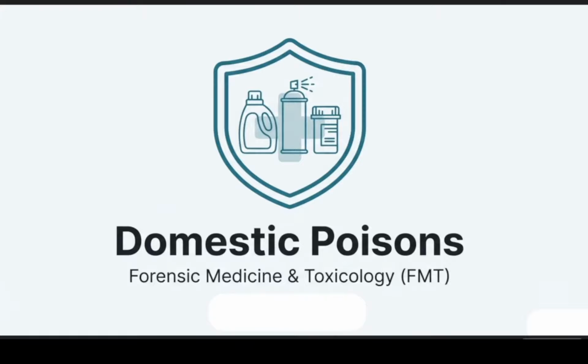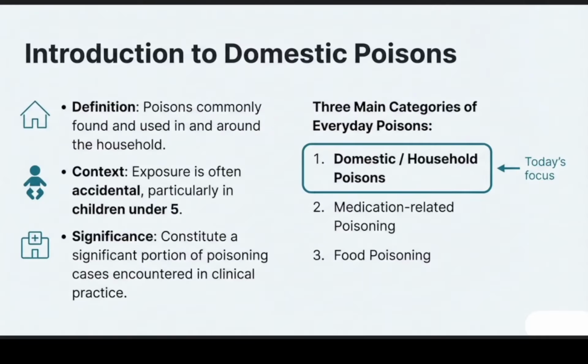So let us see lastly, and that is the domestic poisons. We are talking about the domestic poisons over here. In and around the household, whatever we get, the common poisons, that is the one. Accidental exposure actually, particularly who runs around the house? Children. So children are the people who are going to get it more.